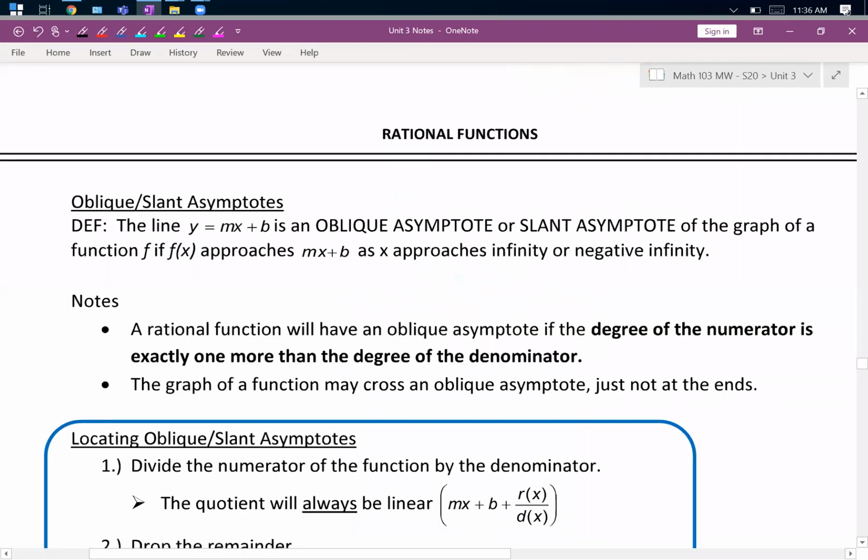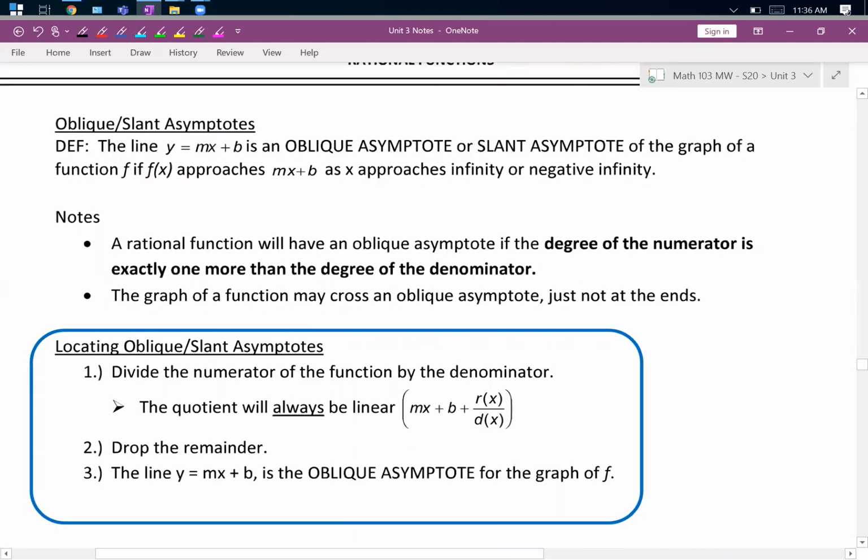All right, let's move on to our oblique asymptotes. So these are diagonal lines, like y equals 2x plus 3. So this is going to be a line of the form y equals mx plus b. So the line y equals mx plus b is an oblique asymptote or a slant asymptote of the graph of a function if our y value, f of x, approaches mx plus b, that's just some number, as x approaches infinity or negative infinity.